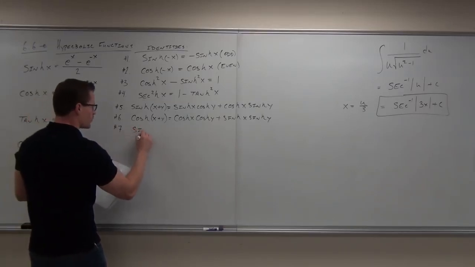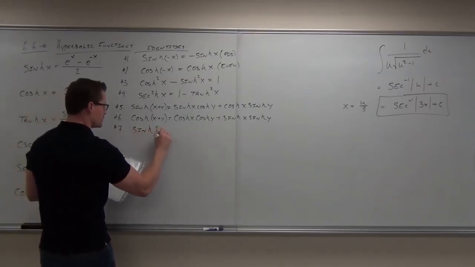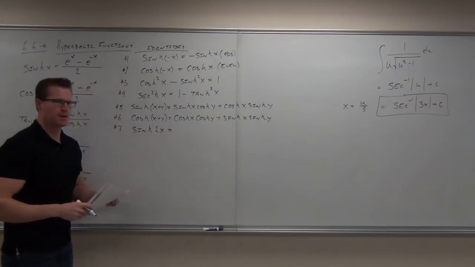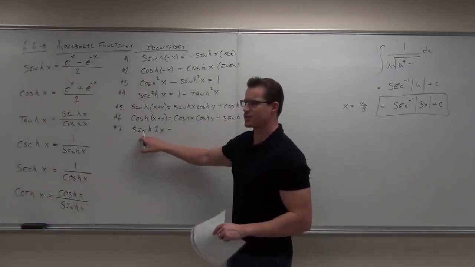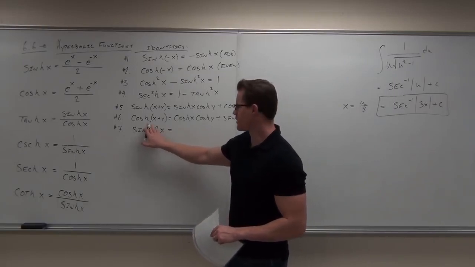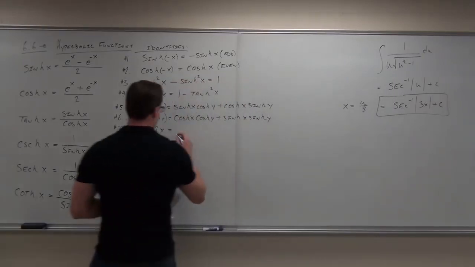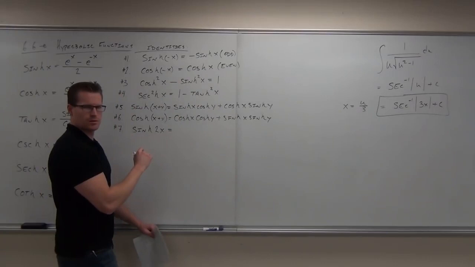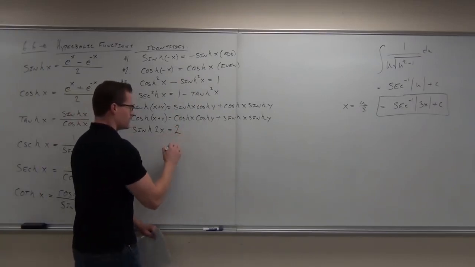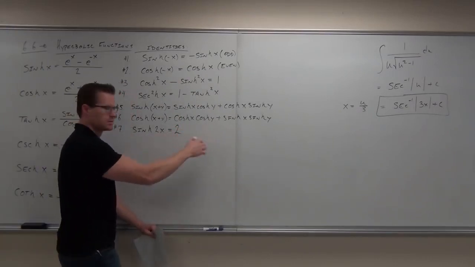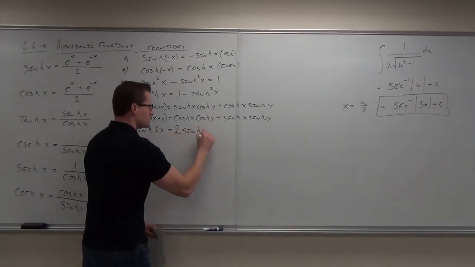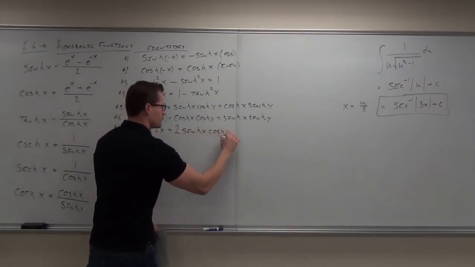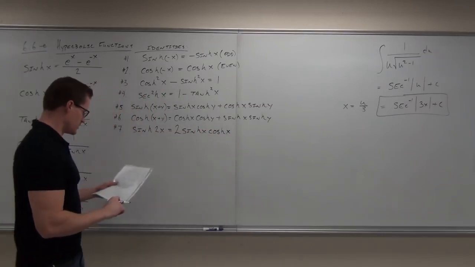This one's kind of an important one. This will look familiar to you. Remember this one? It's called the double angle. If you had this basic old sine without the hyperbolic, this would be equal to, do you remember it? 2 sine x cosine. Well, same thing happens here. It's 2 sinh cosh. That's kind of cool. That looks really similar.